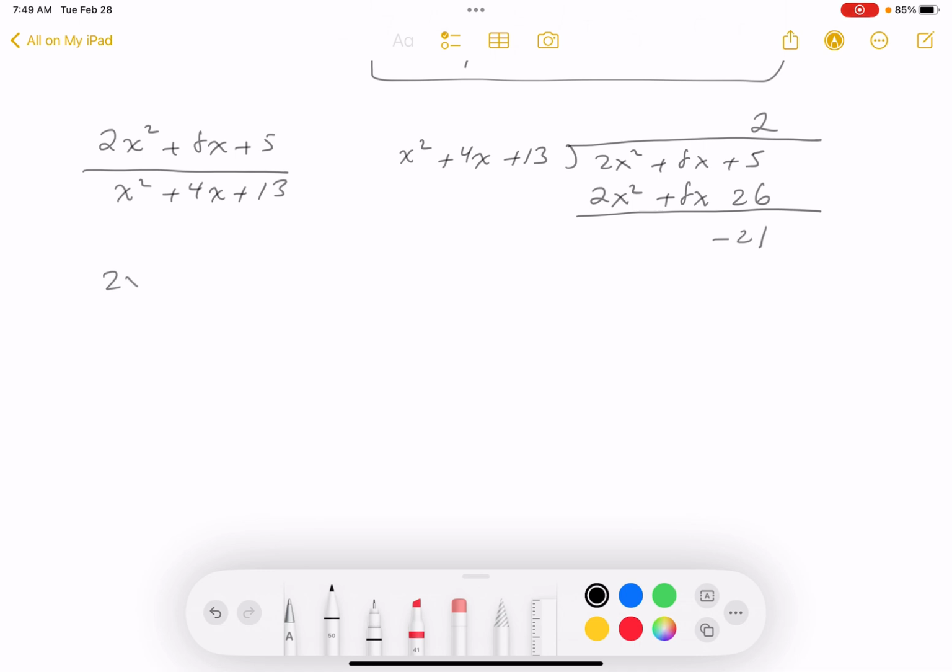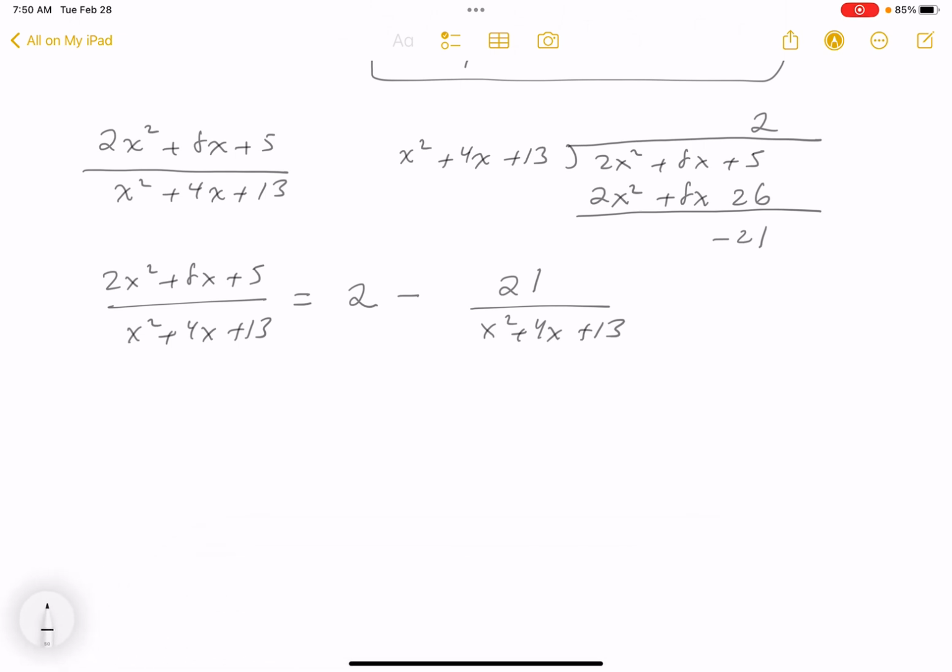So this 2x squared plus 8x plus 5 over x squared plus 4x plus 13 is actually the same thing as 2 minus 21 over x squared plus 4x plus 13. Well, I still got that rational to worry about. I'm looking at it, and I'm starting to realize it's an irreducible quadratic. And let me just review that with you. I'm looking at the discriminant, which is 16 minus 4 times 13, and certainly a negative radicand, so it's an irreducible quadratic.